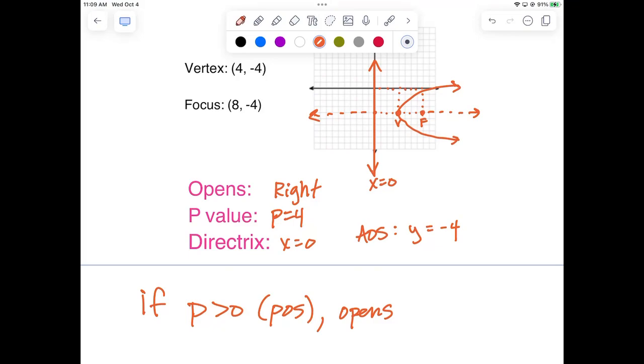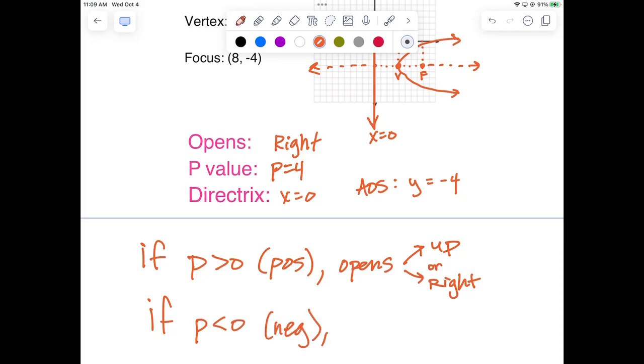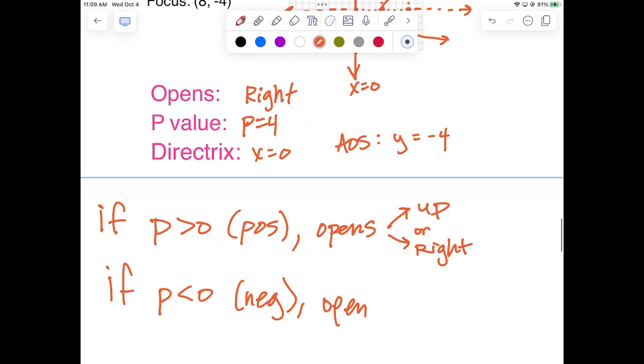All right, so hopefully you got that. Let's summarize about p. If p is positive, that means greater than 0, then the parabola is going to open up or right. That's the positive direction on the coordinate plane. If you want to get bigger, go in the positive direction: you either go up or you go to the right. If p is less than 0, which means it's negative, it's going to open down, which we haven't seen yet, but they exist, or it's going to open to the left. So the sign of p, the directed distance, tells you which way it opens.